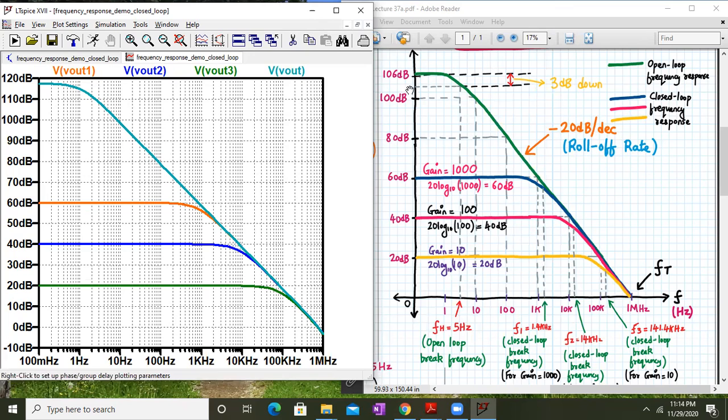Here it is 741, and the red color one is same as for the gain of 1000. The blue color curve is for the gain of 100, and it is 40 dB also. You can see 60 dB, 40 dB, 20 dB. Here also we have 60 dB, 40 dB, and 20 dB.